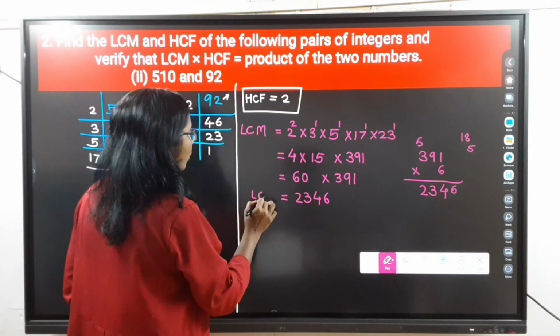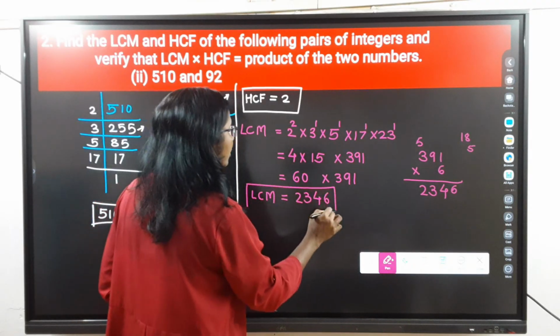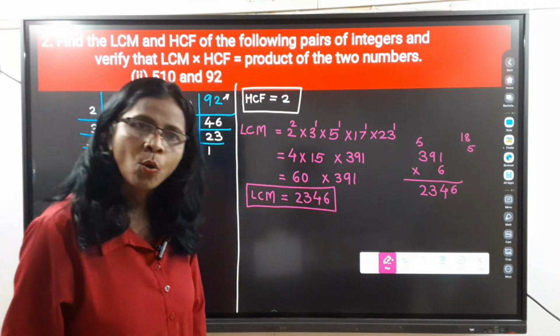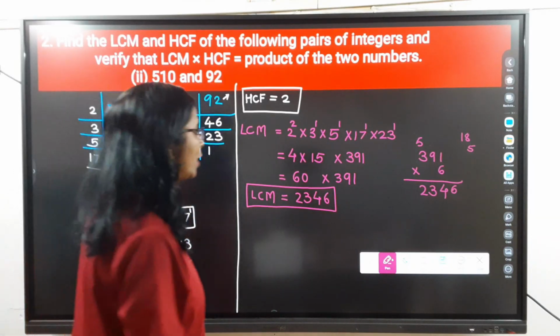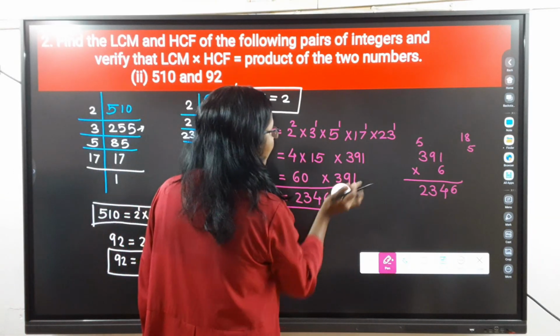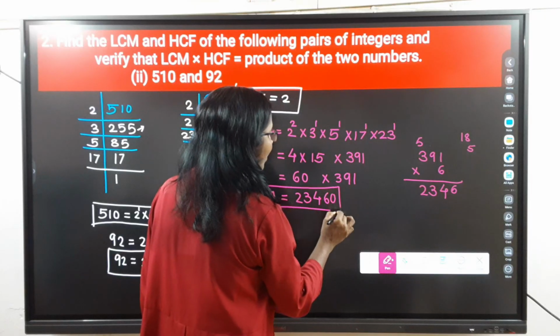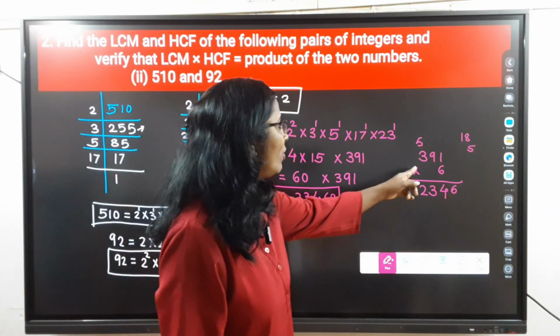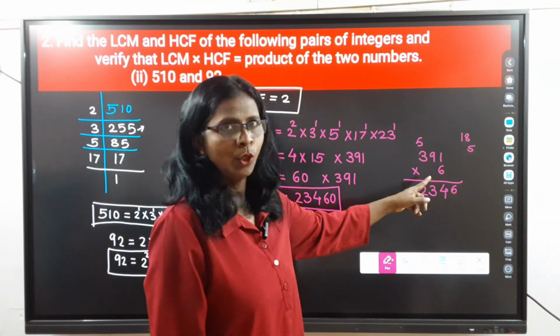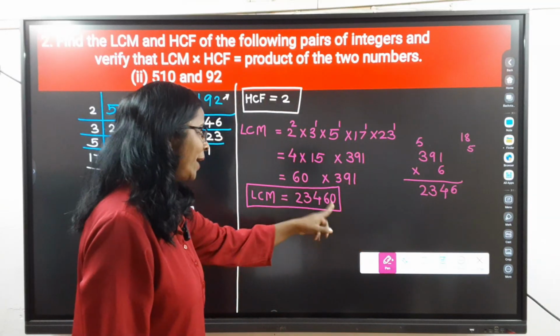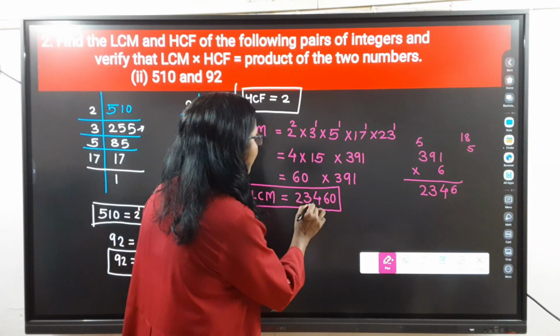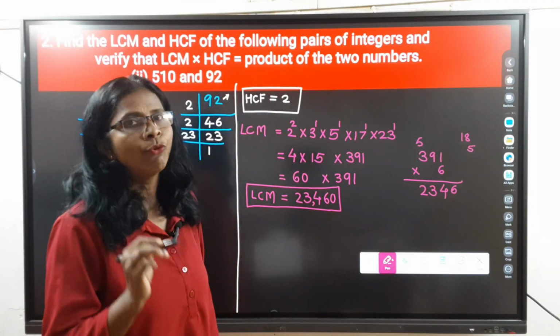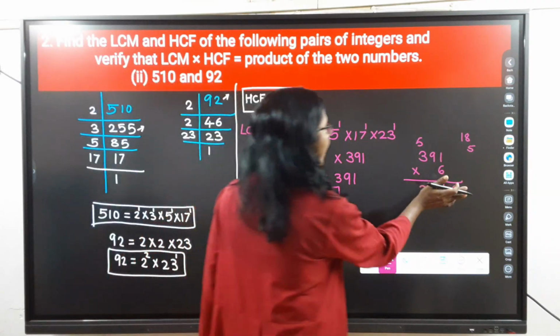So 2346. Okay students, so the LCM is 2346, and here also we place the 0. This 2346 is the product of only 391 multiply 6, but here there is a 0, so I write here 0. So the LCM is 23,460. Okay students, get this point.